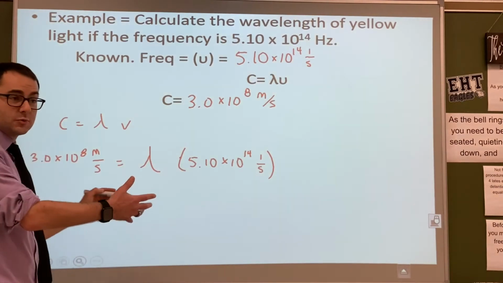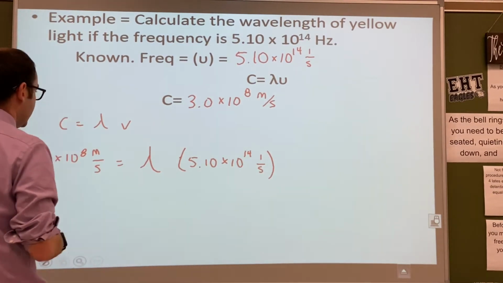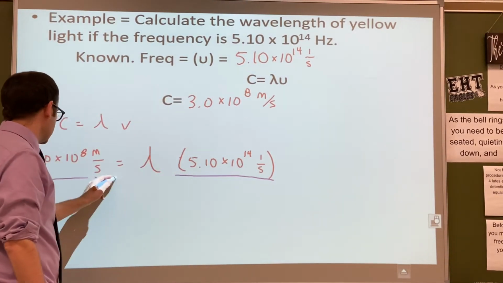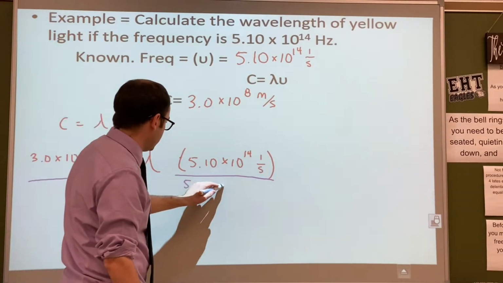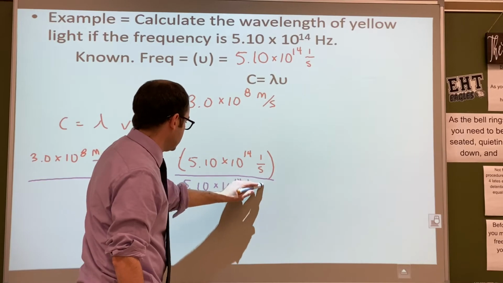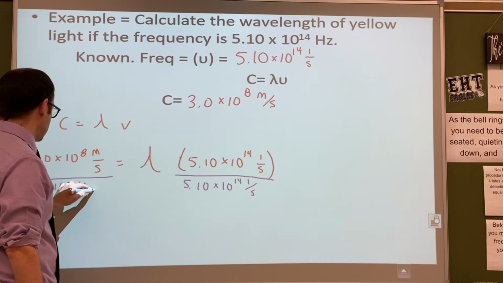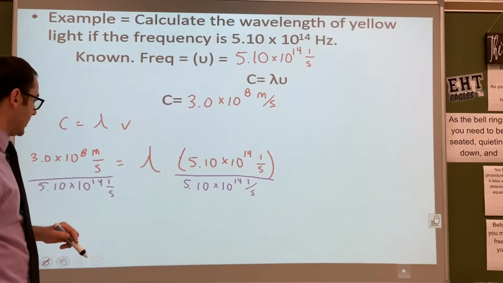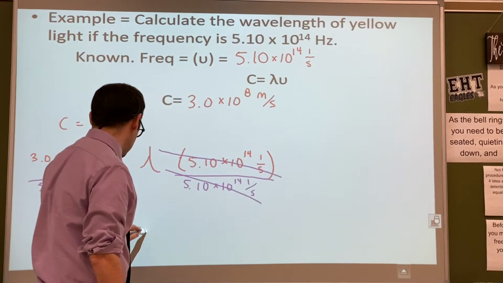Okay, how do we solve this problem? Yeah, Scott. Yeah, good. We divide to get this onto the other side so that we get wavelength by itself, all right? So we'll divide it by 5.10 times 10 to the 14th, 1 over second. So on this side, this cancels out, leaving us just with wavelength.